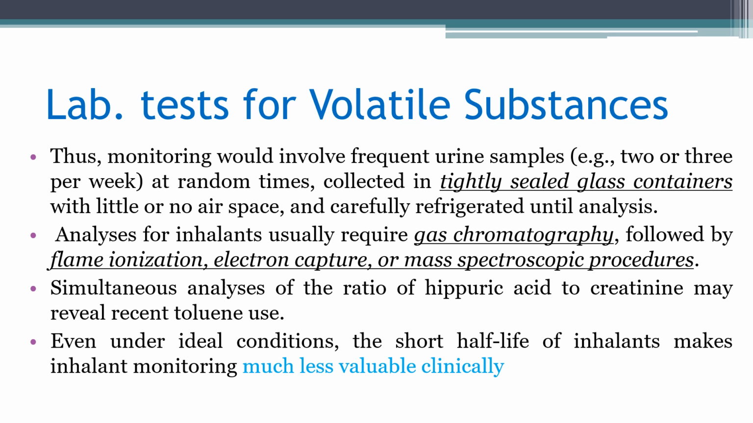So for collection of volatile substances, use a tightly sealed glass container with little or no air space, and these can be carefully refrigerated until analysis. It is analyzed by gas chromatography followed by flame ionization, electron capture, and mass spectroscopic procedures. The simultaneous analysis of the ratio of sulfuric acid to creatinine may reveal recent toluene use, and even under ideal conditions, it has a shorter life and is much less valuable clinically.